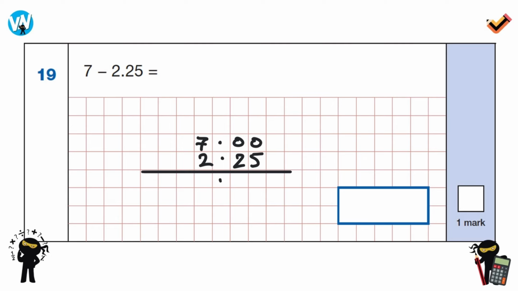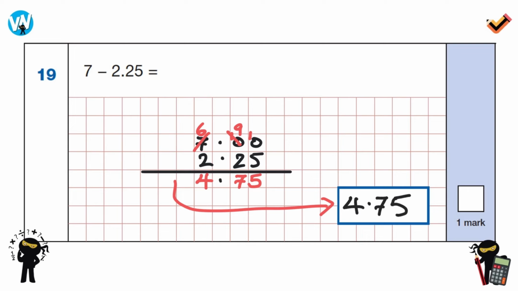0 take away 5, I can't do that. The next point at which I can exchange from is the 1's column, so that becomes 6. 9. Okay, so 10 take away 5 is 5. 9 take away 2 is 7. 6 take away 2 is 4. So I've got 4.75. Put your answer into the box.